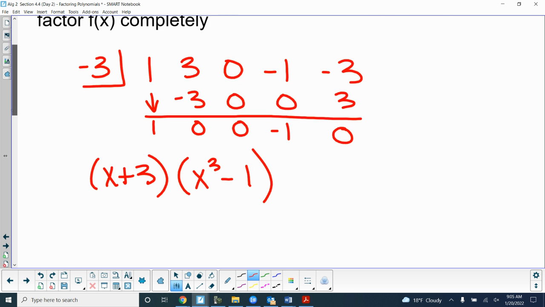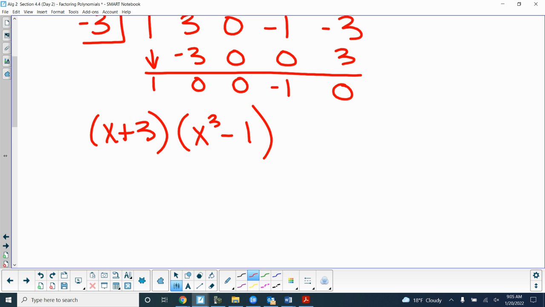They're both perfect cubes, aren't they? So to factor it completely, I'm going to have to factor it like we did last night, the difference of cubes. So x plus 3 stays. Then I make my binomial and my trinomial. What's the cube root of x cubed? Keep that sign. What's the cube root of 1?